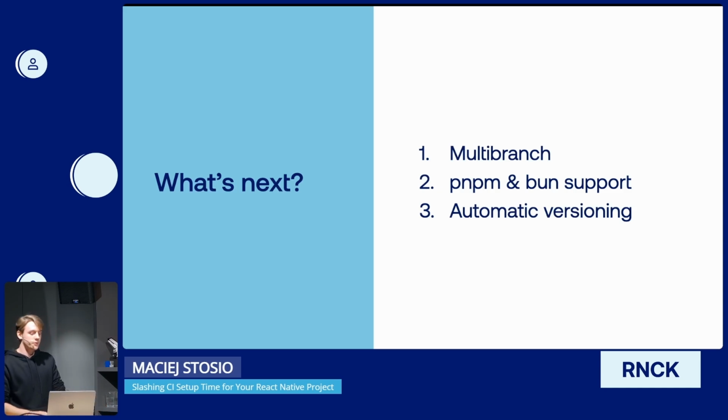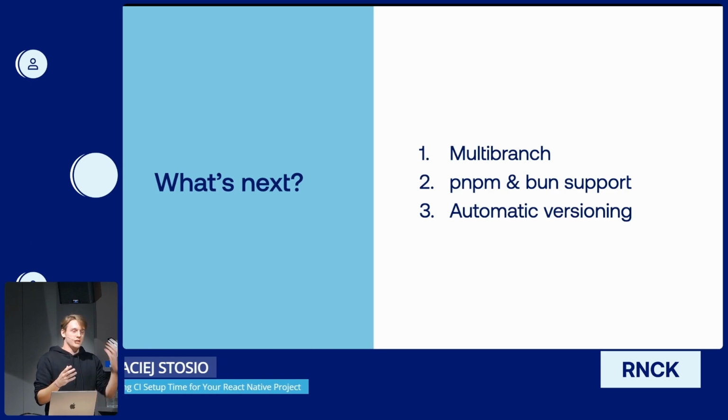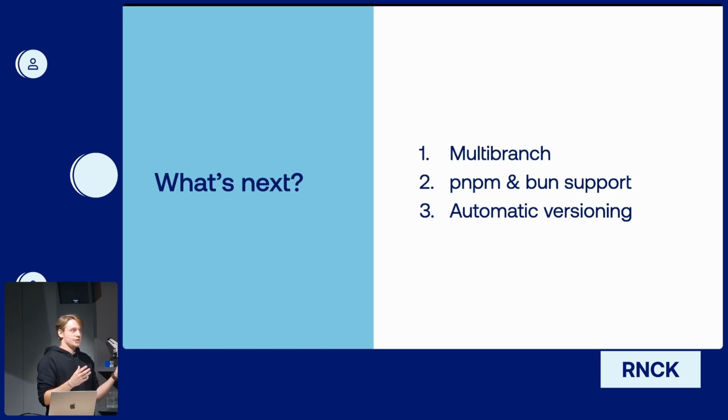Yeah, and among other requested features, there is PNPM and Bun support. And we thought about automatic versioning. This is something that we recognized: you can have a situation where it's not exactly clear which version testers test and what we are developing. So we would want to make that automatic, just to get this problem out of the way.